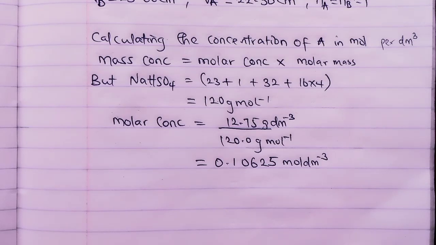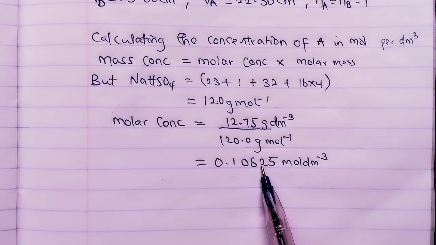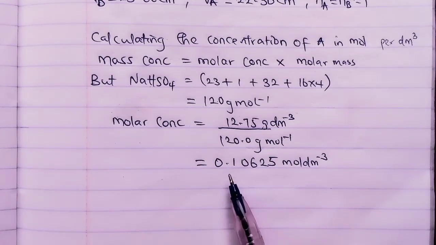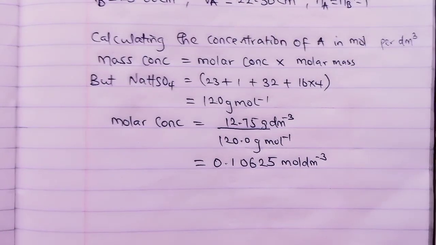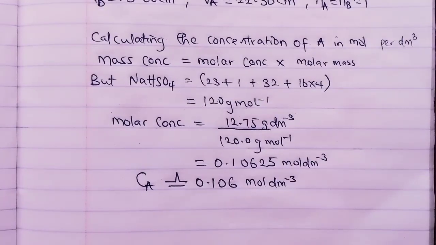Therefore, leaving it to 3 significant figures, this is where the answer is supposed to end, and the value that follows it is not up to 5. Therefore, we ignore the 2 and 5. We take it as 0.106 mole per dm cube. That's to 3 significant figures.